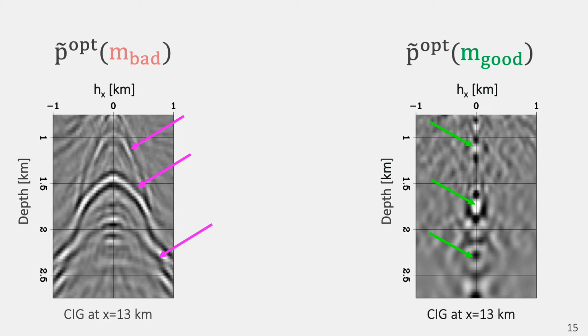So on the left panel, the events are displaying a strong frowning move-out with plenty of energy clustered away from the physical axis, whereas on the right panel, the energy is much more focused in the vicinity of the physical axis, as shown with the green arrows. And this illustrates the well-known fact that migrated images computed with accurate velocity models should have reflected energy more focused towards the physical axis.